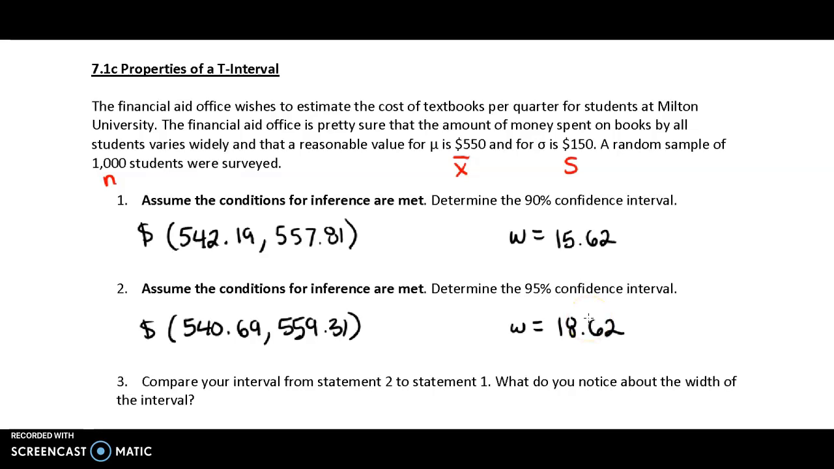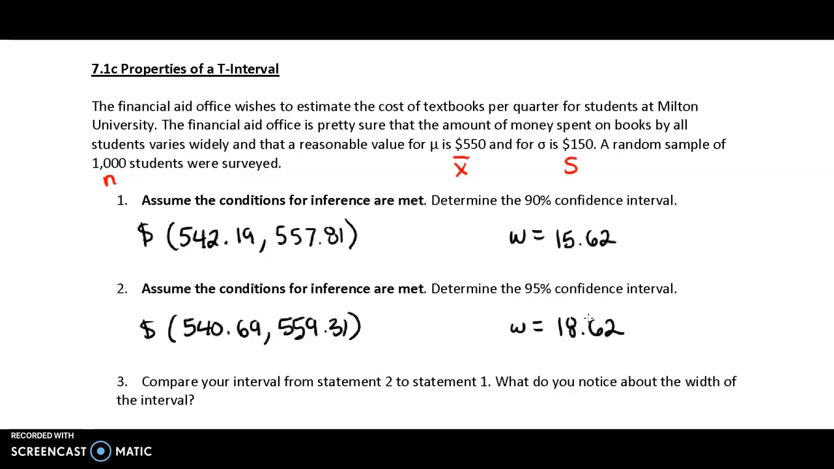All right, now let's talk about the properties of a t-interval. Now, we use a t-interval because we do not know the population standard deviation. So when we were using our intervals for proportions, we could calculate this interval using the standard error or the claim based on the true value of p. Well, here, like we said earlier, we're estimating two parameters now. We're estimating mu and sigma.